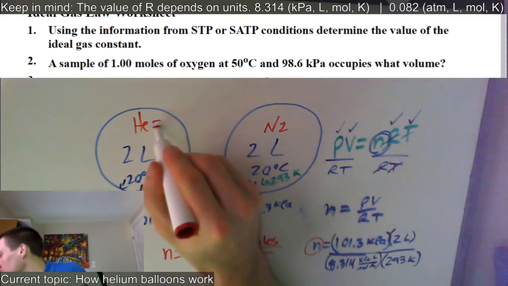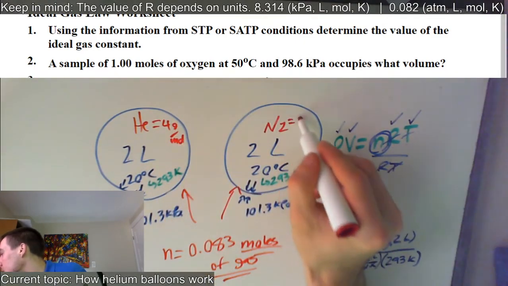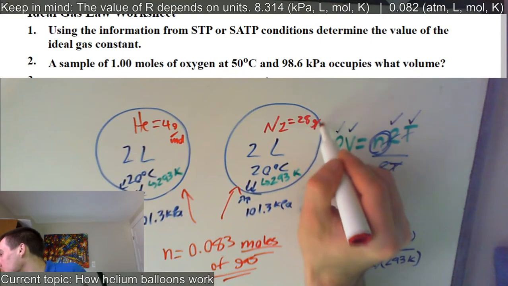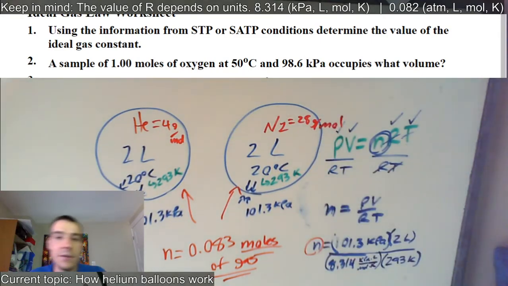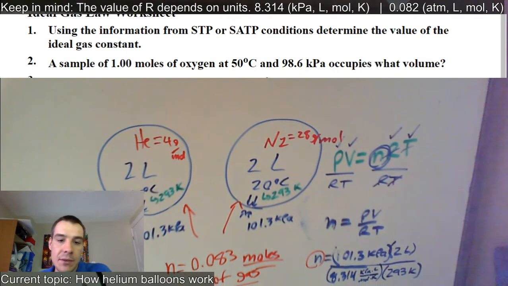Helium is 4 grams per mole. Nitrogen is 28 grams per mole, or close enough to it, right? 28.14 or something like that. And they both have equal moles of gas, equal numbers of moles. So if we want to figure out how much these balloons weigh, I have my 0.083 moles down here.